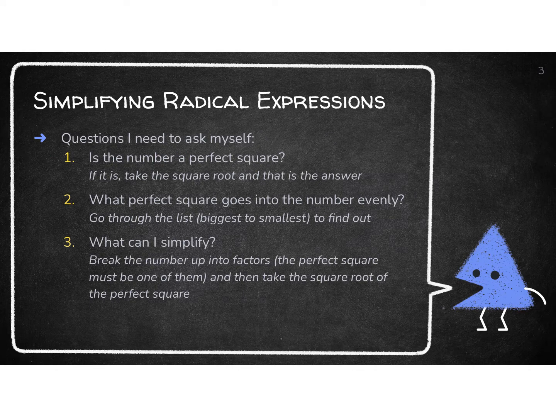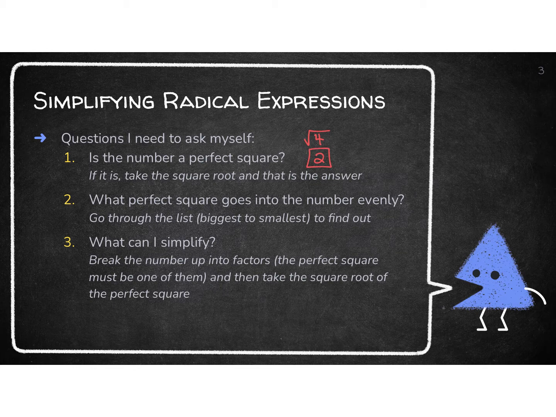So here are the questions we're going to ask ourselves when simplifying radical expressions. The first thing, is the number already a perfect square? If the number is a perfect square, you're just going to take the square root of it and call it a day. So the square root of 4 is 2, and I can figure that out because 2 times 2 is 4.